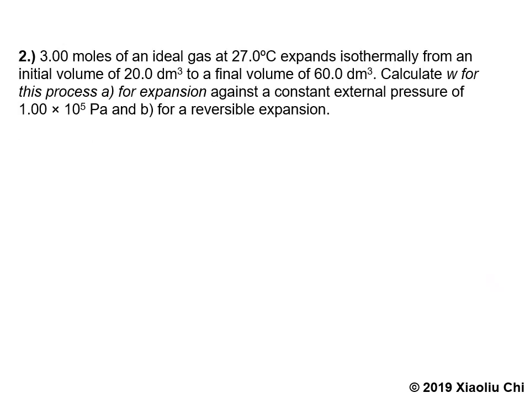Question 2. 3 moles of an ideal gas at 27 Celsius expand isothermally from an initial volume of 20 cubic decimeters to a final volume of 60 cubic decimeters. Calculate W if this process is A, expansion against the constant external pressure, and B, a reversible expansion. So for A, because it's external pressure is constant, the equation is negative pressure times volume change.